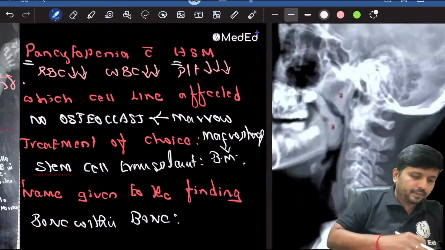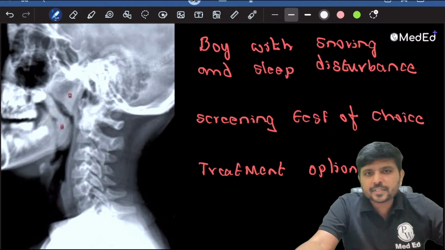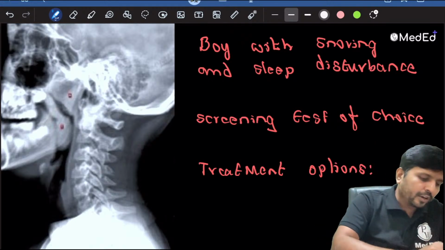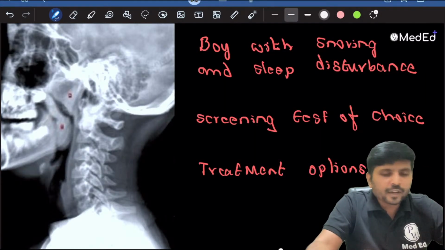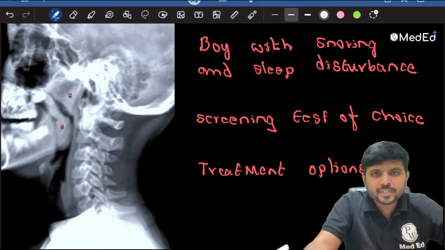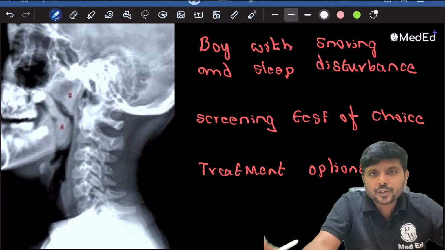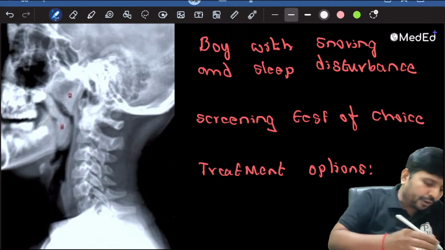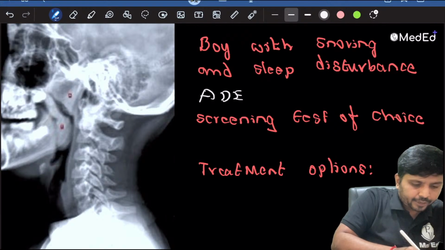Right? Then, boy with snoring and sleep disturbance. What is this? Can you tell me the diagnosis? Any boy or girl in pediatric age group, if they snore unless otherwise proved, it is a case of adenoid.